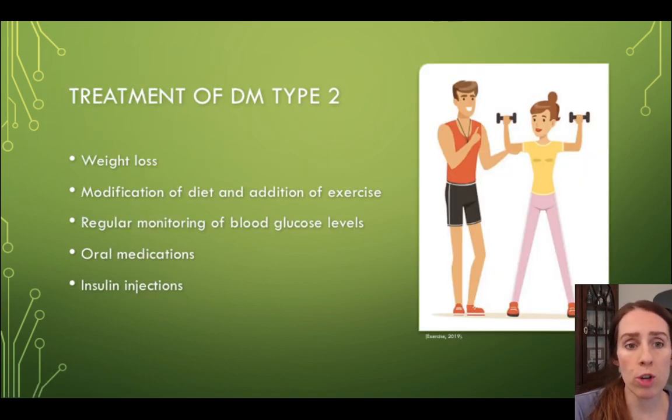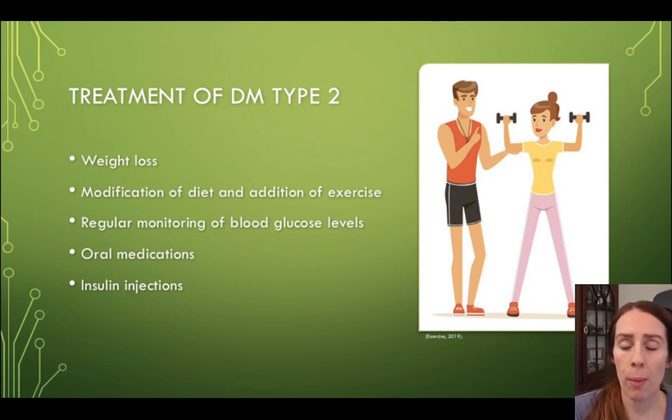So the treatment of type 2 diabetes would be number 1, weight loss, because obesity is the number 1 risk factor. Weight loss through diet modification and addition of exercise is extremely important and can even reverse insulin resistance. Probably going to need to monitor blood glucose. That can be between 1 and 4 times a day.